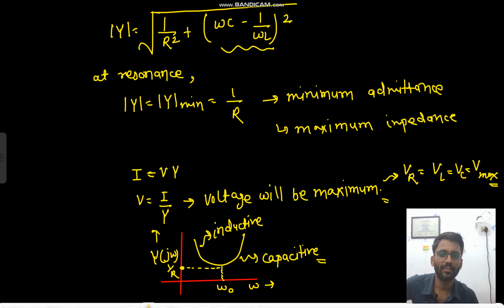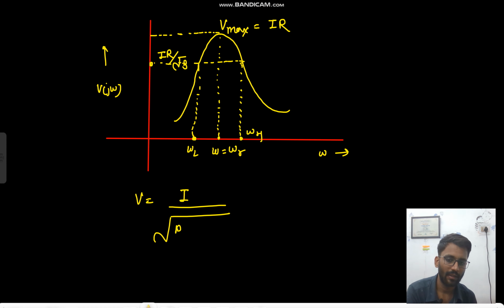Value of Y is 1 by R square plus (omega C minus 1 by omega L) whole square. This can seem a little bit different from the series RLC analysis because we are not habitual of writing the admittance value, but you just go by the concept, then it will be easy. So this is the value we are writing, right?